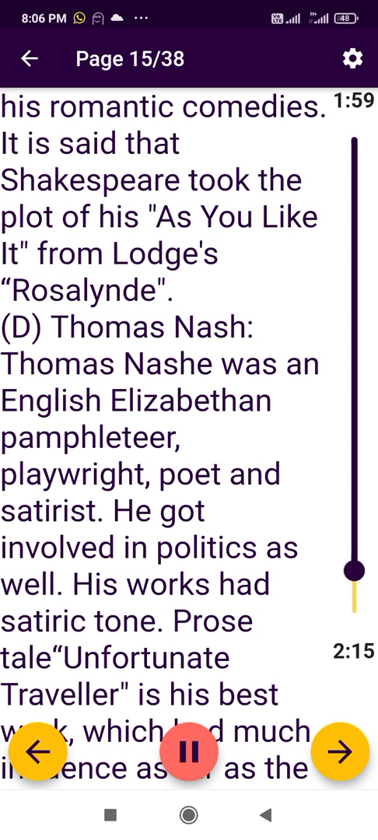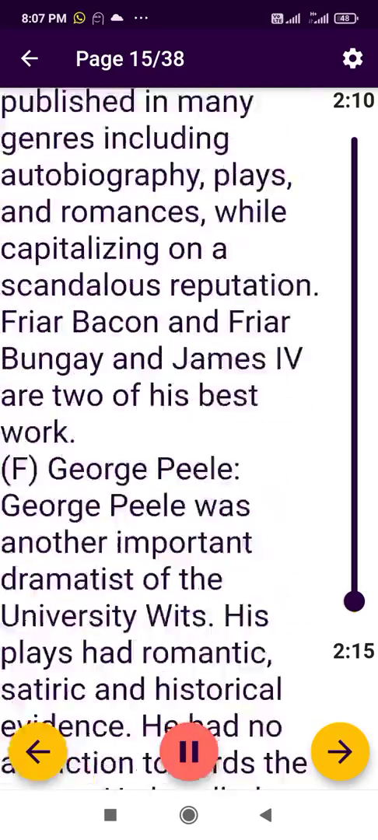3.2. William Shakespeare. Shakespeare is known as the father of English drama. He is known as England's national poet, and the Bard of Avon. He wrote 36 plays, 154 sonnets, 2 long narrative poems.